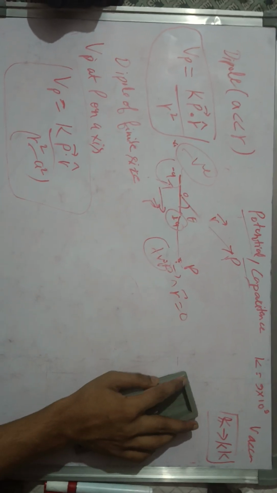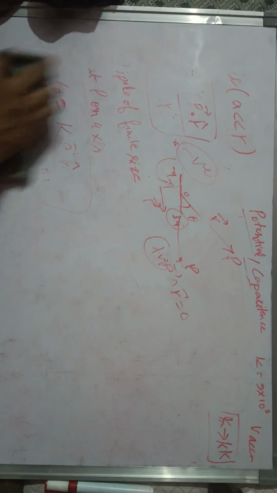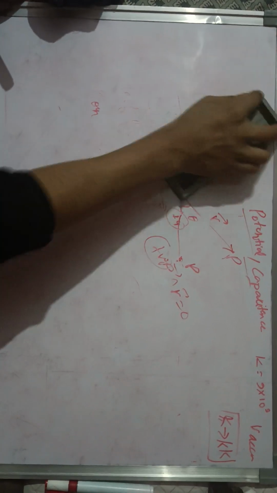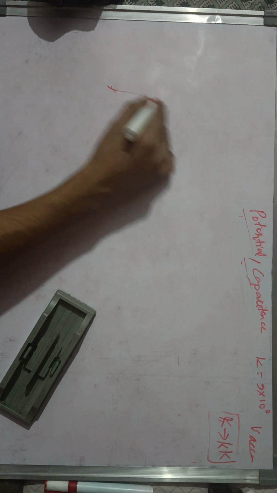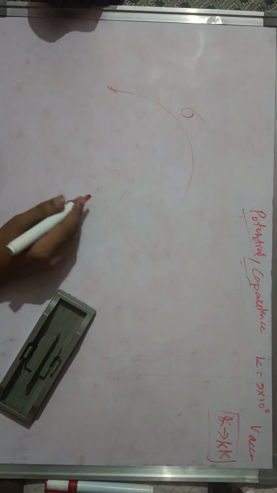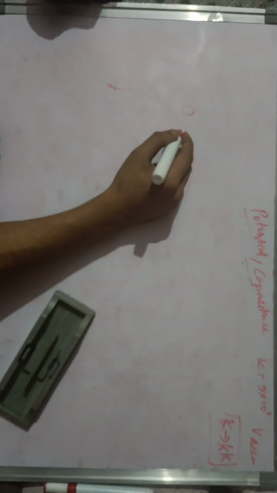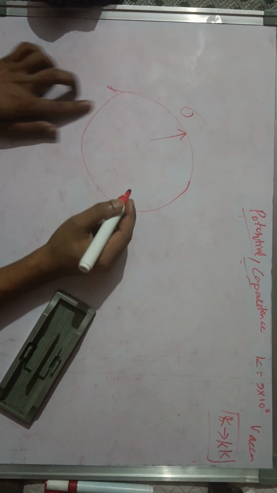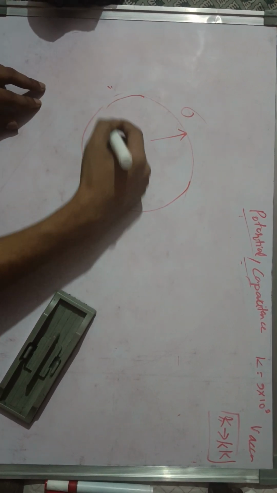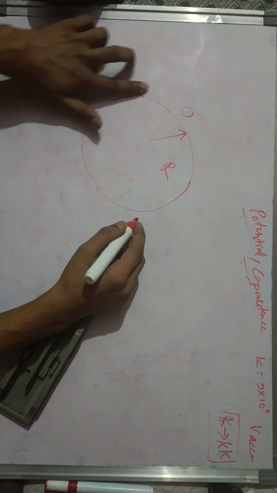The next topic would be, I guess, we have completed potential. Now, one more thing about potentials is that, let's say there is any surface of sigma charge density, and it has some radius. Let's say there is a sphere of sigma charge density, it has radius r.